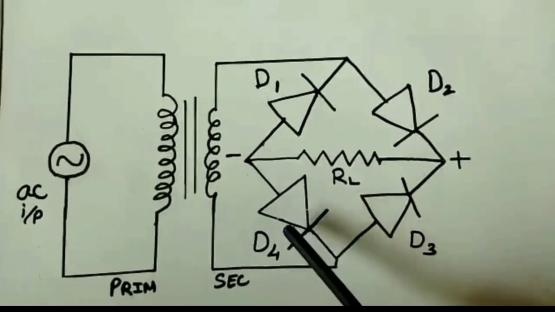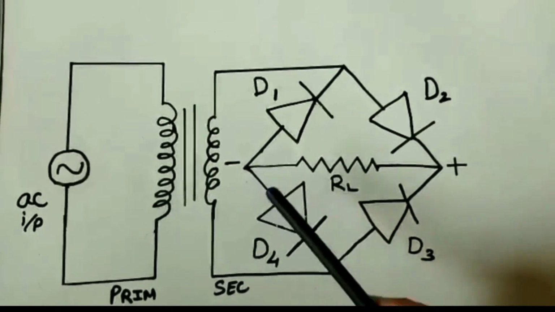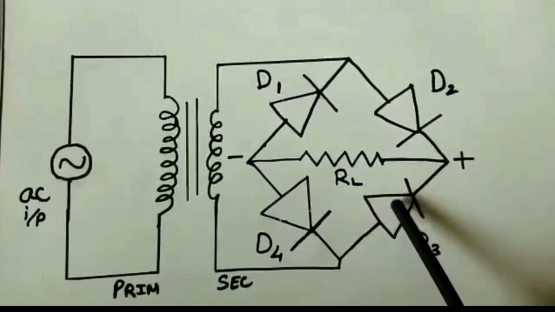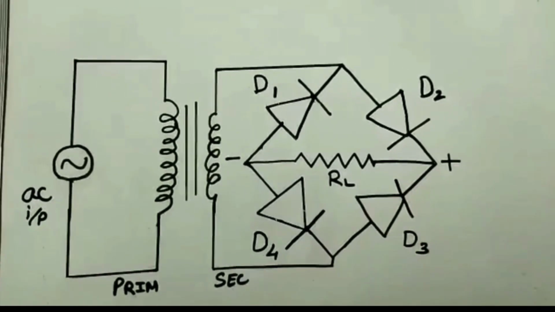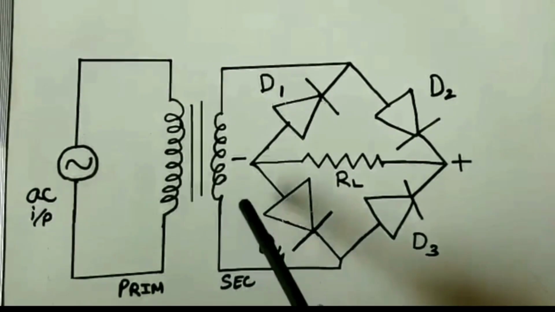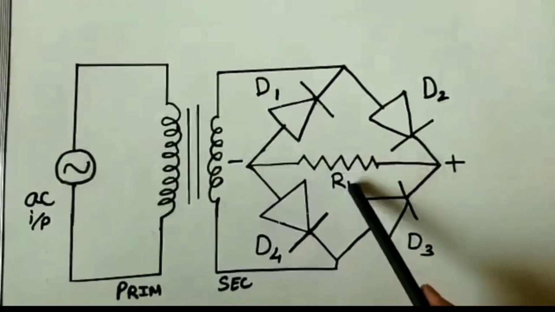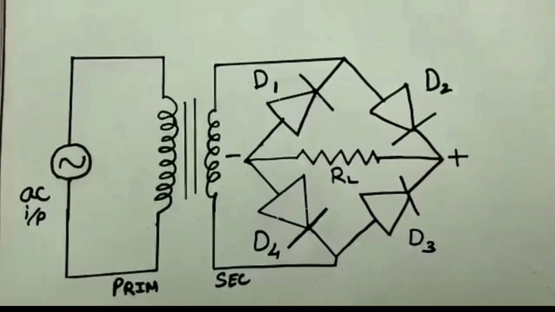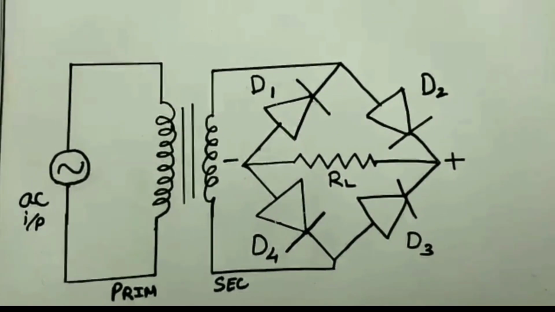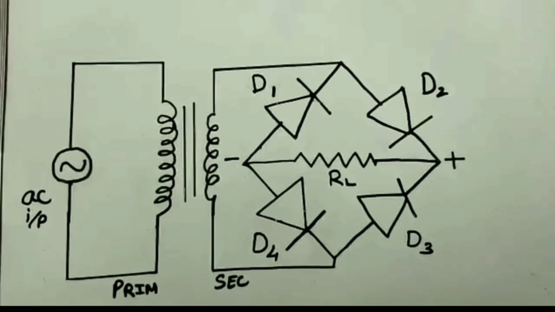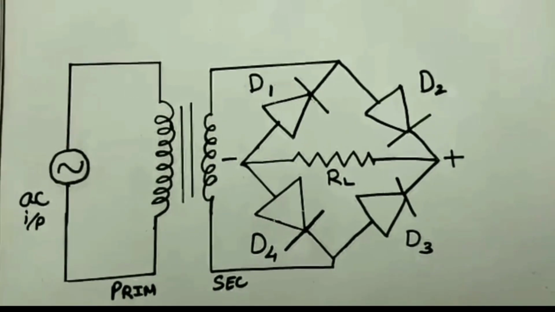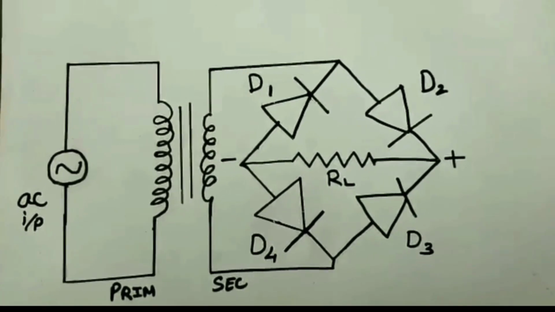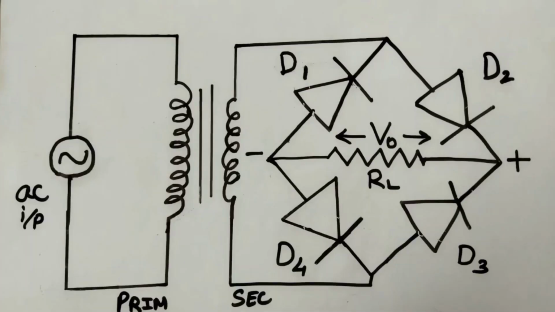During the negative half cycle of the secondary voltage, diodes D1 and D3 conduct and D2 and D4 do not conduct. The current flows through the secondary winding, D1, RL and D3. In both half cycles, the current passes through the load resistor in the same direction. Therefore, a fluctuating unidirectional voltage is produced across the load.